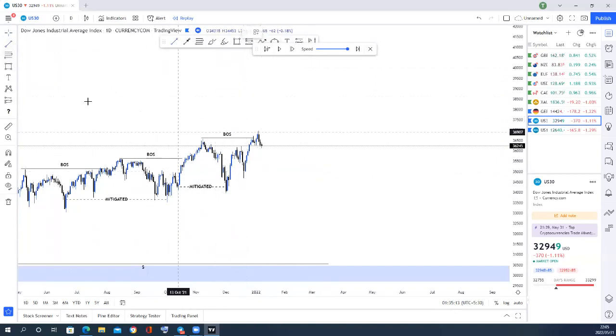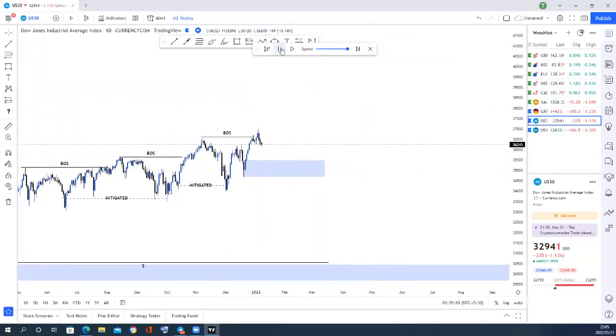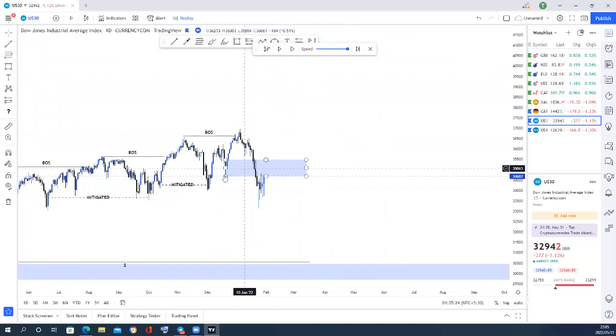So let's say we're looking forward to seeing the market respecting this minor point of interest here. So the market does what? Comes back down, then it takes out what? It takes out all these levels here, forcing the market to do what?